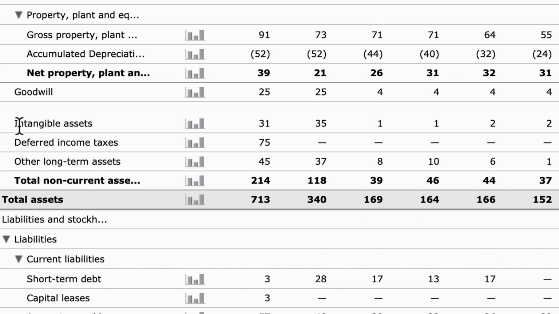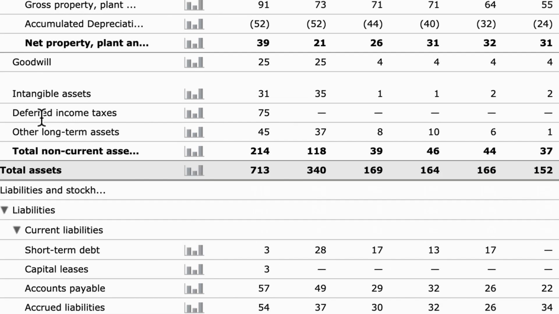The next line down is intangible assets. Let's say you are a broadcasting company and you have the broadcast rights to a TV show, then the broadcast rights itself are the intangible asset because it's not a physical thing.